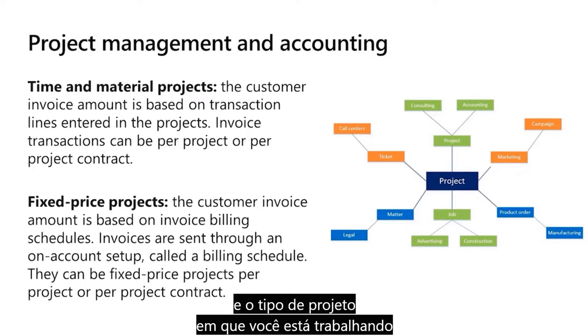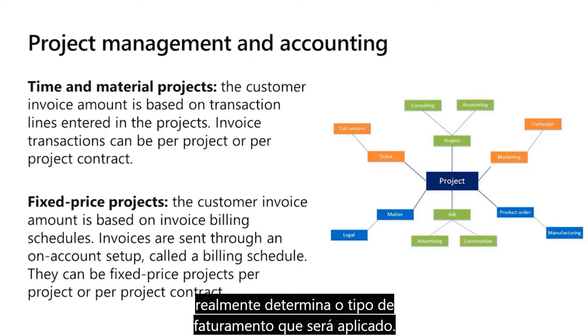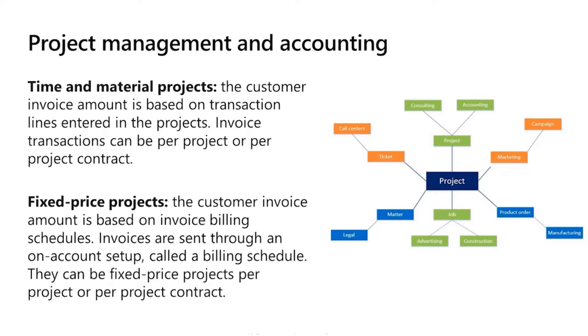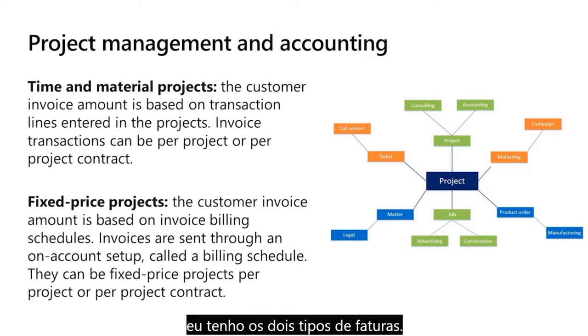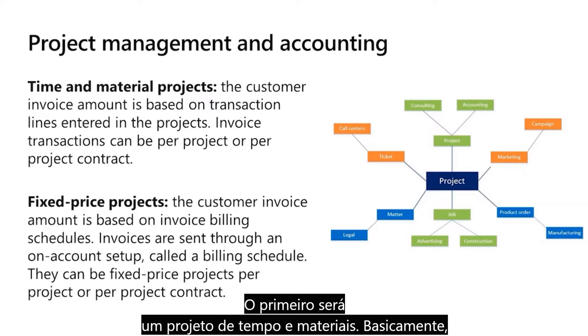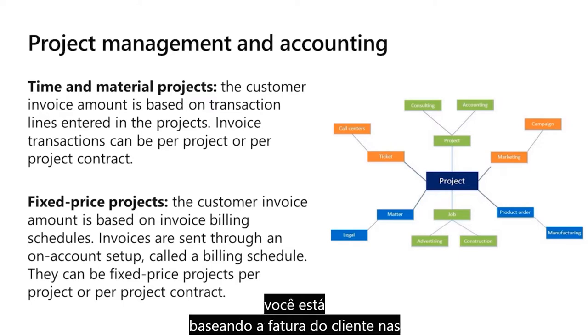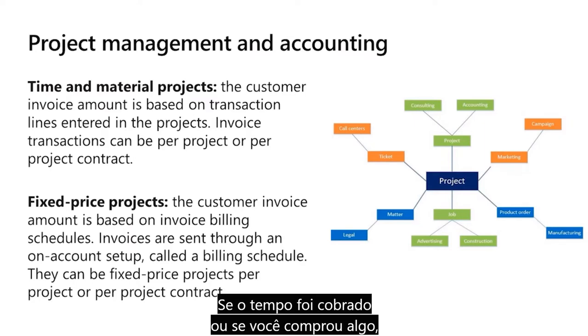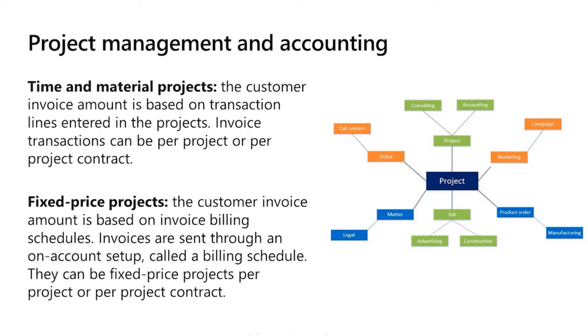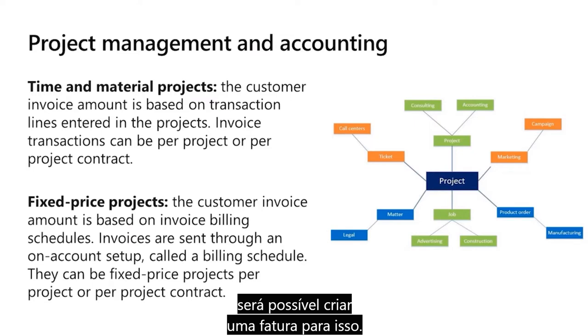And the type of project that you're working on actually determines what type of invoicing you're going to apply. And if you see here, I have the two types of invoices. So the first one is going to be a time and materials project. And this is where basically you're basing the customer invoice on the transaction lines that you enter. So whether it was your time billed or if you purchase something, you're able to create an invoice for that.